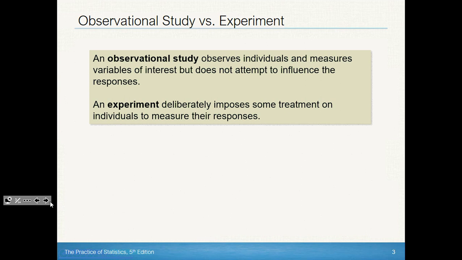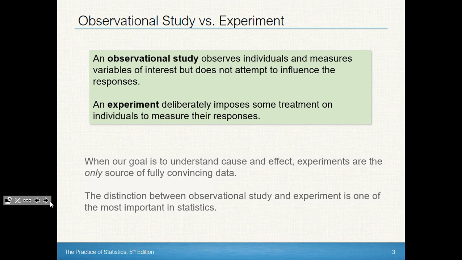First of all, the distinction between an observational study and an experiment cannot be overstated. It's huge. You must recognize the difference. An observational study will attempt to observe individuals, measure things, see what it can find out by looking and not influencing the responses. An experiment, on the other hand, will seek to deliberately impose a treatment on the individuals in order to see how they respond. In an experiment, you impose a treatment. In an observational study, you do not impose a treatment, you simply observe.